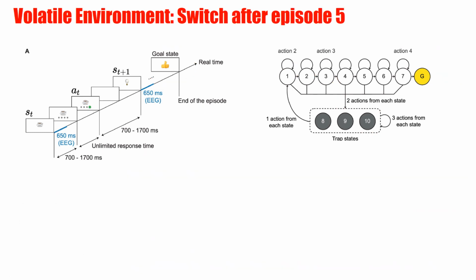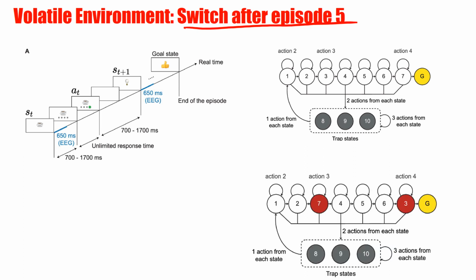Now we play a little trick in this environment. After episode 5, we switch the assignment of images to states. In fact, the cup image that I said was previously state number 3 is still state number 3, but state number 3 is now at the position of state number 7, whereas the old state number 7 is now at the position of state number 3. So, if you play the game, you will be confused, you will be surprised.